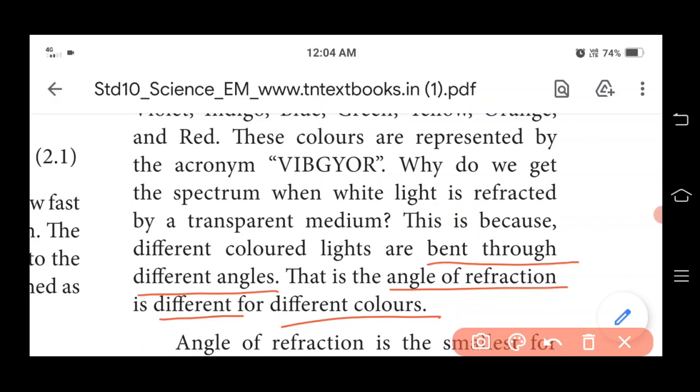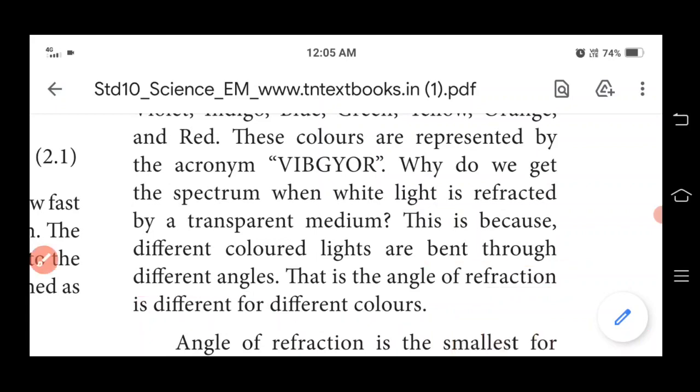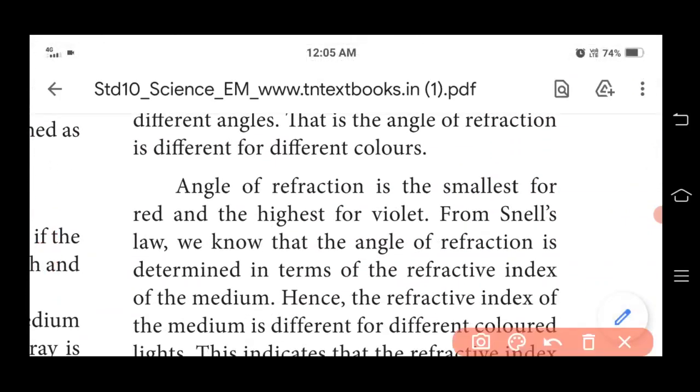Here let me give an example, the prism. Take a prism. When light travels from air medium to a denser medium, here the denser medium is nothing but the prism, the light will bend and then we will get different angles. So that's why we get different colors. So the angle of refraction is the smallest for red and highest for violet.